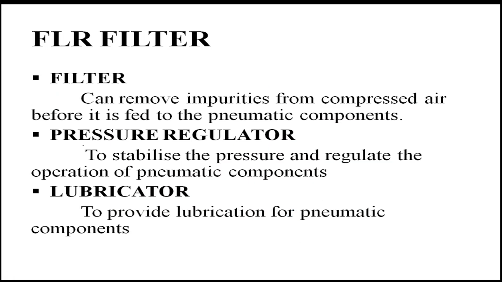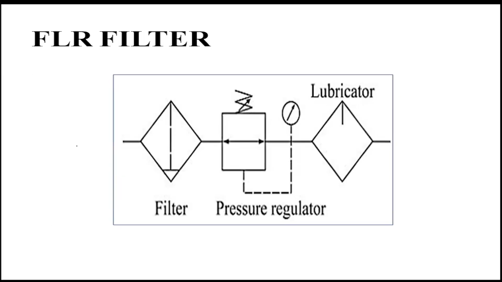Next is FLR filter. So here the filter is used to remove the impurities that are present in the compressed air before it is fed into the pneumatic components. Then pressure regulator. Pressure regulator is used to stabilize the pressure and regulate the operation of pneumatic components. Then lubricator. So lubricator is just used to lubricate the pneumatic components. So here you can see the FLR filter. This is a filter and this part is a pressure regulator and the last part is lubricator.